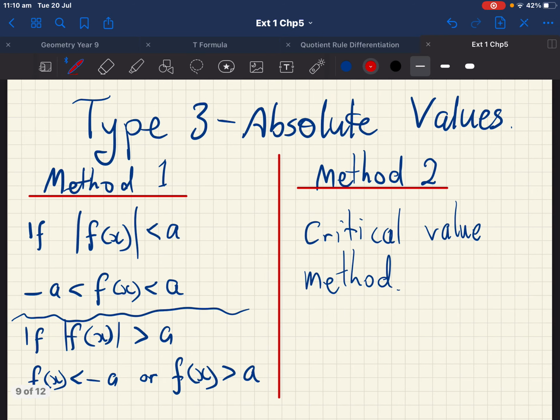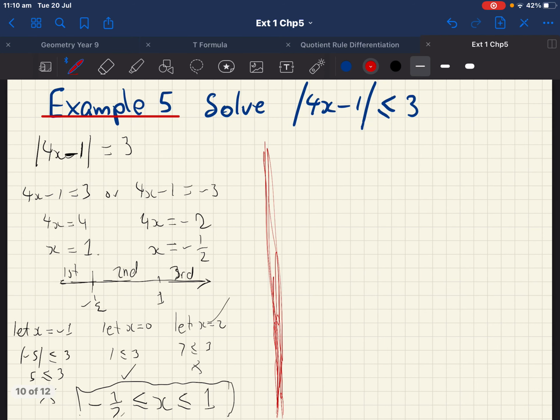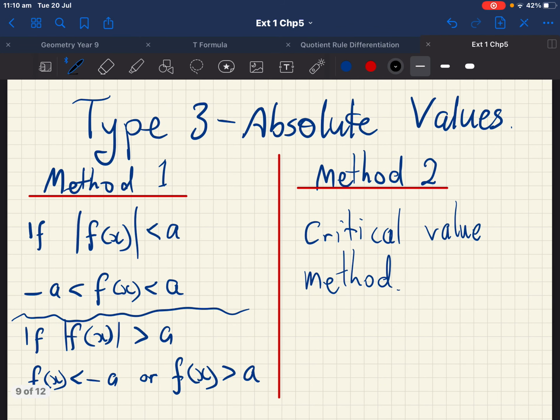Just to show you what was mentioned here over here in method 1, if the absolute value is less than a, you can actually rewrite it as just one equation straight away. So if the absolute value of this is less than or equal to 3, then that means this will be less than or equal to 3, but it would also need to be greater than or equal to -3. Right, this is what I've used here, the less than or equal to 1. It's a little formula you can remember if you want.